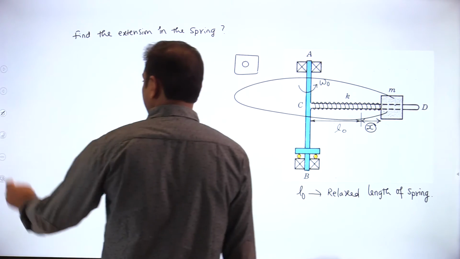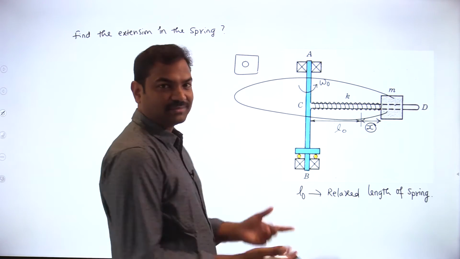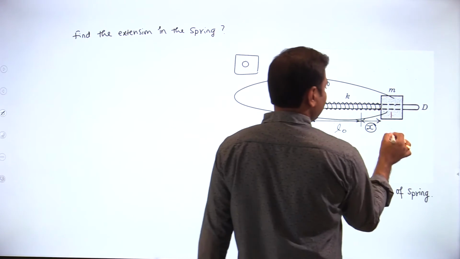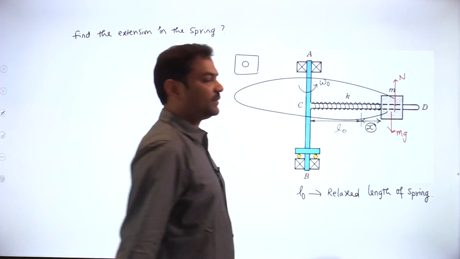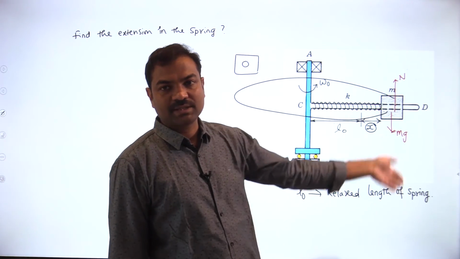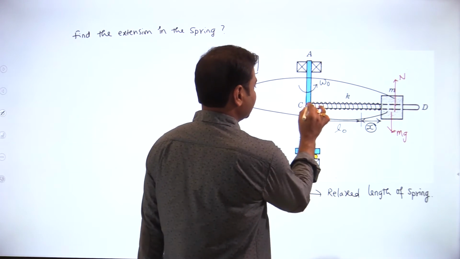Okay. So what is the force acting towards the center? Who will apply the force towards the center? Mg will act vertically downward. Normal reaction will act on the rod, vertically upward. Mg and the normal reaction will cancel out. They won't contribute anything towards the center. Where is the center? This is the center.